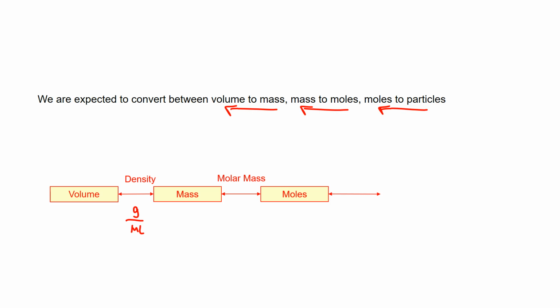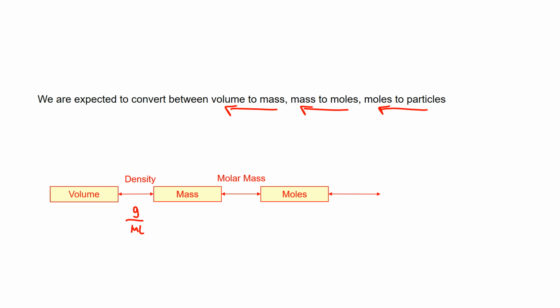And then, now, notice I can go from volume to mass using density, and I can go from mass to volume using density. I can go from mass to moles using molar mass and moles to mass. I cannot go directly from moles to volume. All right, and I cannot go directly from volume to moles. I have to take that step there.